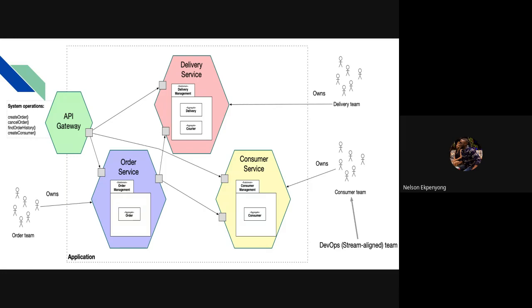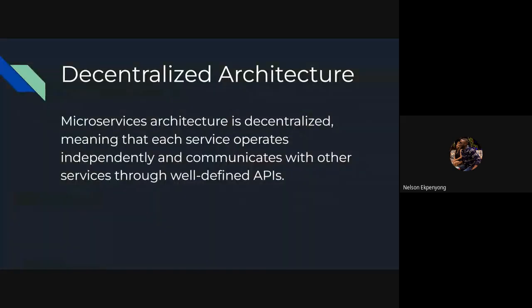This is some of the patterns. This is a picture of what that might look like. You have a delivery service, you have a consumer service, you have an order service communicating through an API gateway, and this pattern is what we are going to talk about today, right? Makes sense so far? Let's proceed.